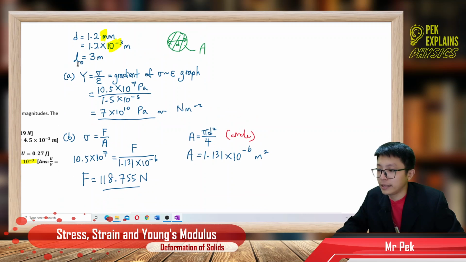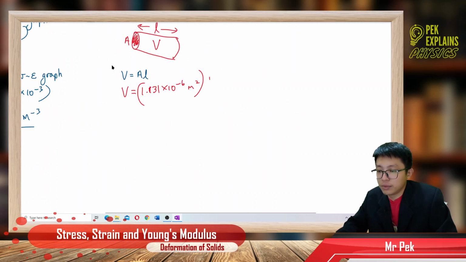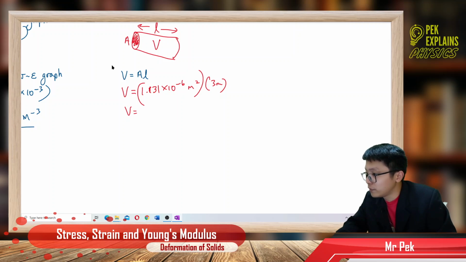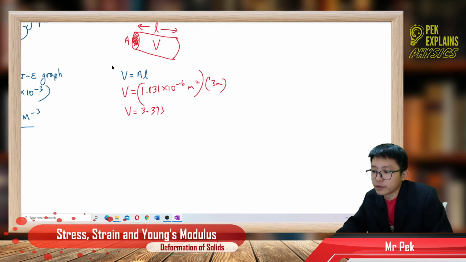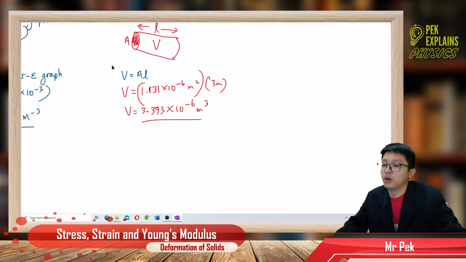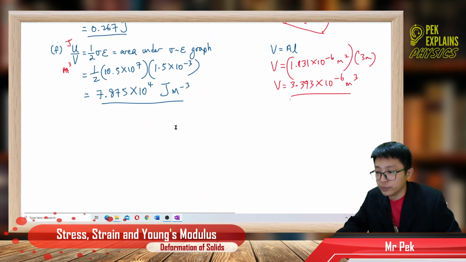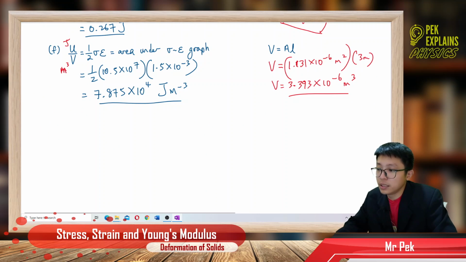Now, how about the length? Length is 3 meter. I get the volume. What's the volume I got? I got 3.393 exponent negative 6 meter cube. That's my volume. So once I've got my volume, I can find my strain energy.